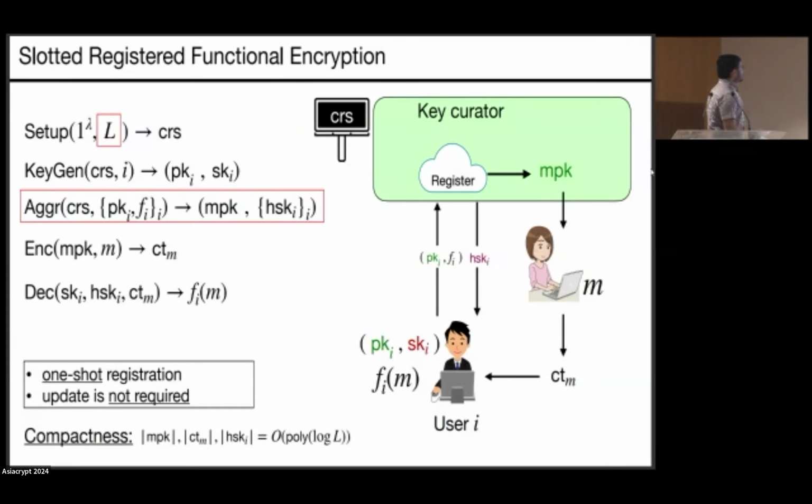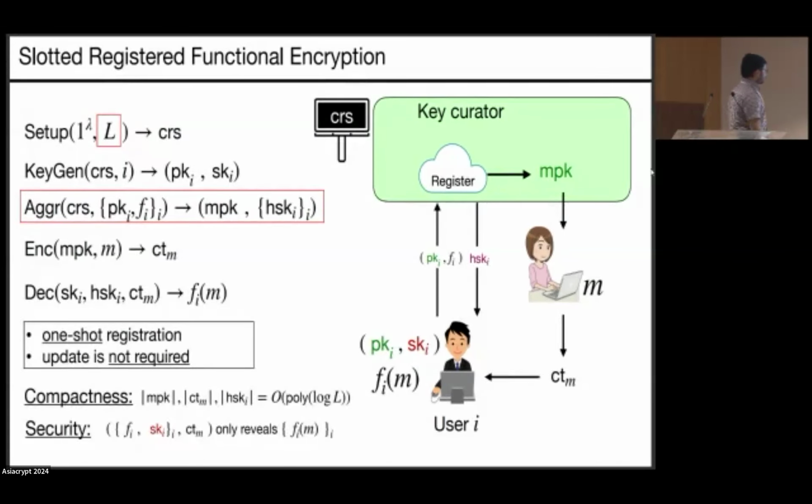There is another simplified version of registered FE called slotted registered FE. Here we fix the total number of users in the system at the very beginning, at the time of setup when we sample the CRS. Therefore, there is no need to update any keys, because the key curator will collect all the public information from the users, like PK_i and f_i, and then it computes a master public key and the helper decryption keys. So slotted registered FE supports one-shot registration, and there is no update required for the keys of the users. And the compactness property remains the same.